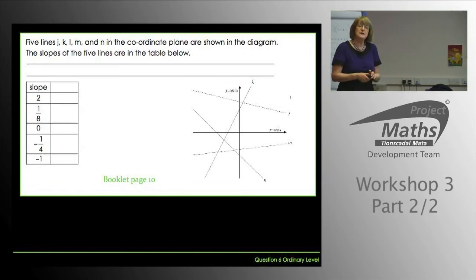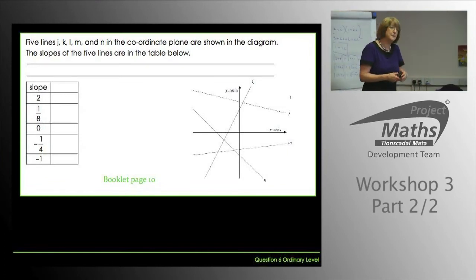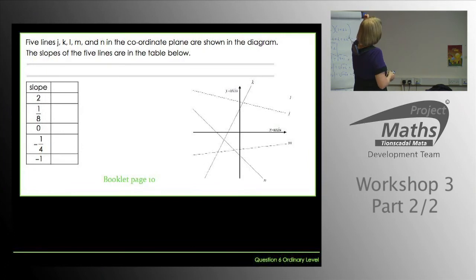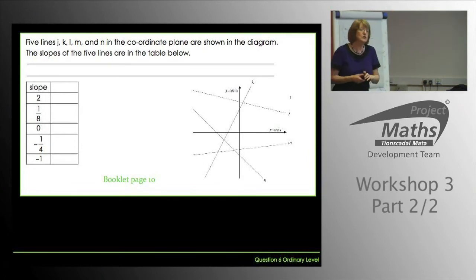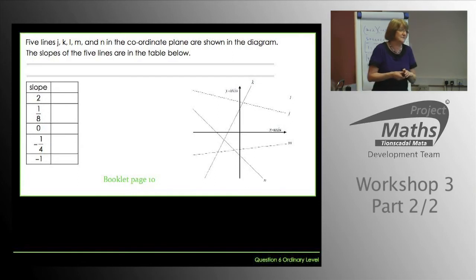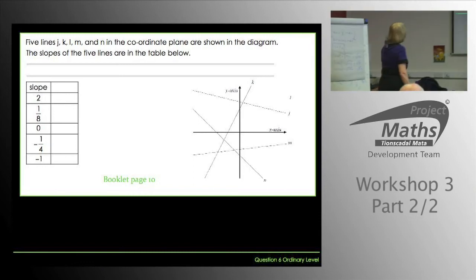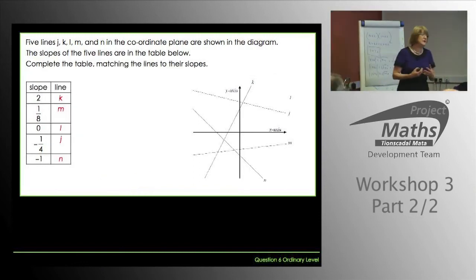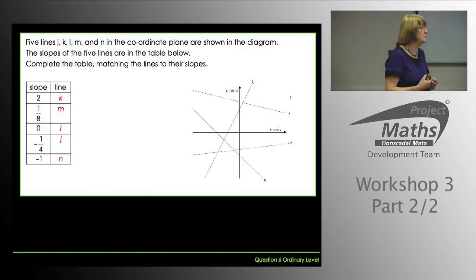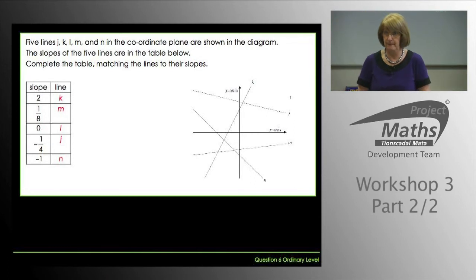This question was given on this sample paper. And you're given some slopes here and you're given some lines here. So what do you reckon the question is? Match the lines to the slopes. Now that's in your booklet on page 10. And you can see to get the correct answer, students needed more than just being able to find the slope from 2 points. They had to understand the slope. All right?